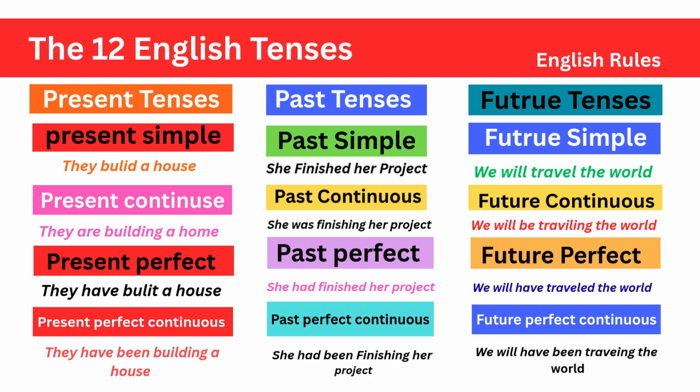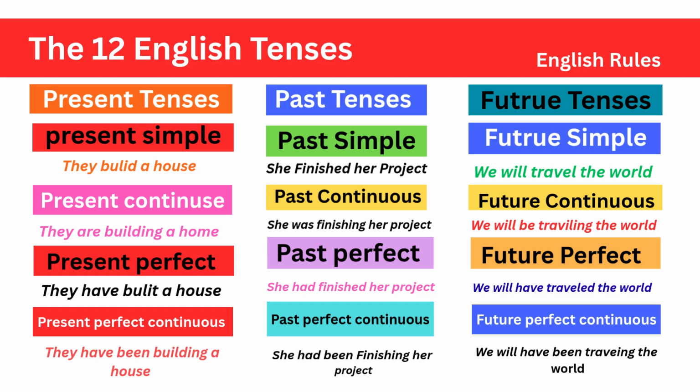1. Present tenses. Present simple, used for habits, facts, or regular actions. Example: they build a house. Present continuous, used for actions happening right now. Example: they are building a home.